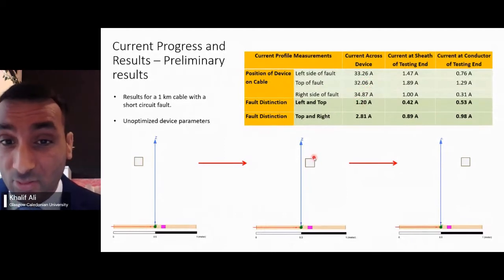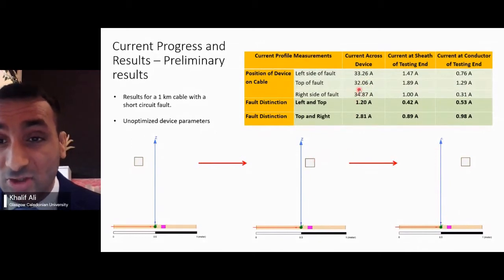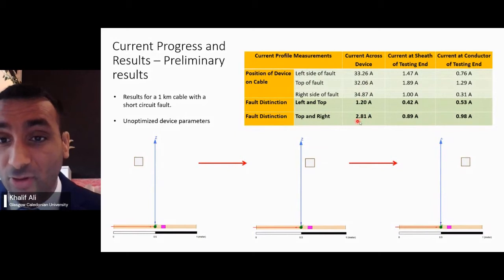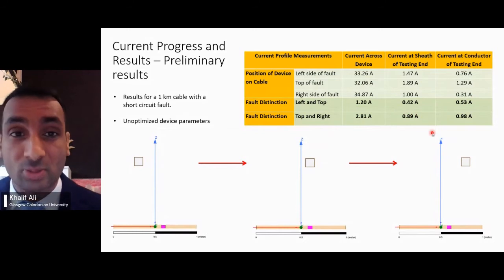When the device again moved from the top side to the right-hand side of the fault, it changed from 32.06 to 34.87 amps. This was a fault distinction from top to the right of 2.81 amps. And the similar was done for current profiles monitored at the sheath and the conductor. This is available on my poster, if anybody would like to go see afterwards.